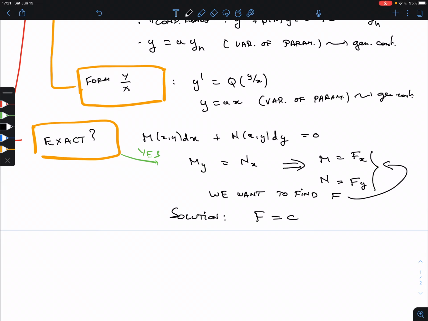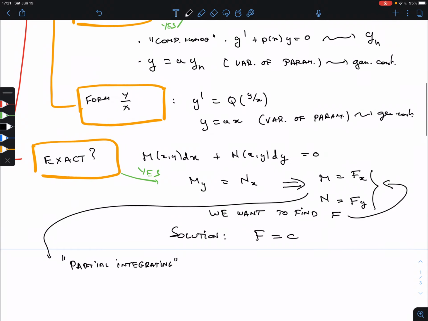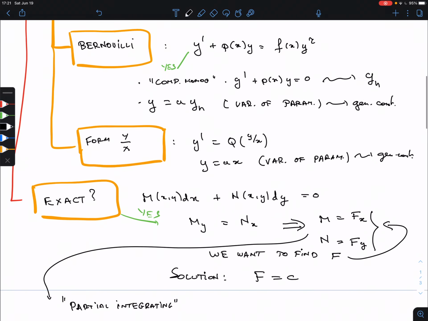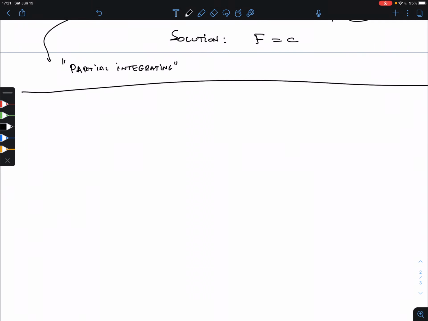And how do we find these M and N? By something we call partial integration. I will do an example. I'm not going to work out the details now, I'll show it on an example. So that's the chart. That is what we do with first order equations. So let me now do this in practice here, and I'll write down a couple of examples that I had.